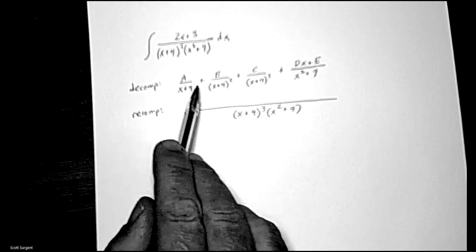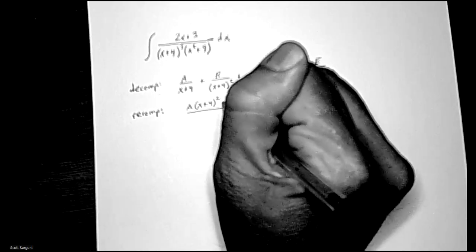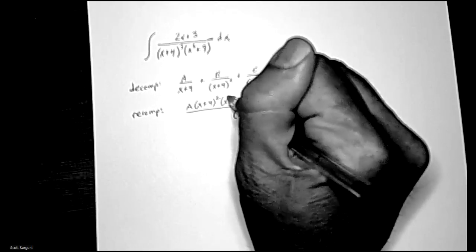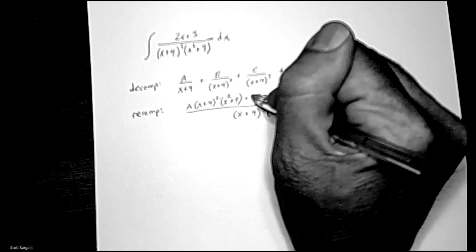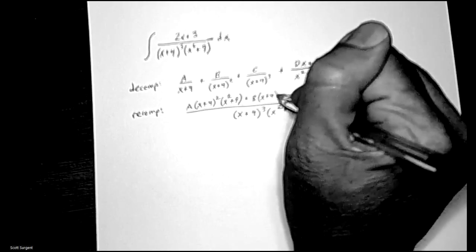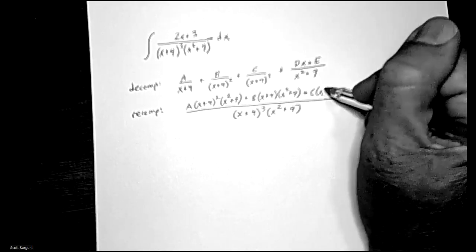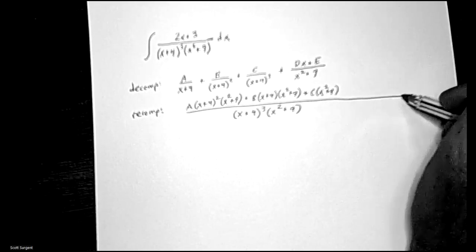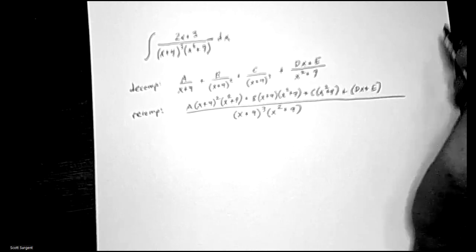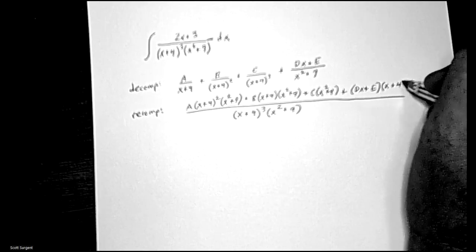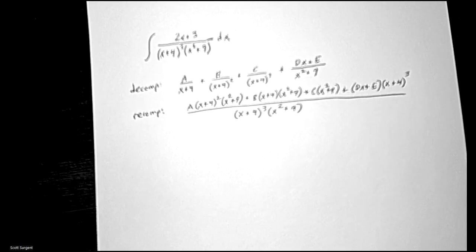The numerator, this A gets multiplied by 2 of the x plus 4s, plus the x squared plus 9. The B gets multiplied by 1 of the x plus 4s and then the x squared plus 9. The C just gets multiplied by the x squared plus 9. And then the dx plus e, put them in parentheses, gets multiplied by the x plus 4 cubed. Okay. So far, so good.